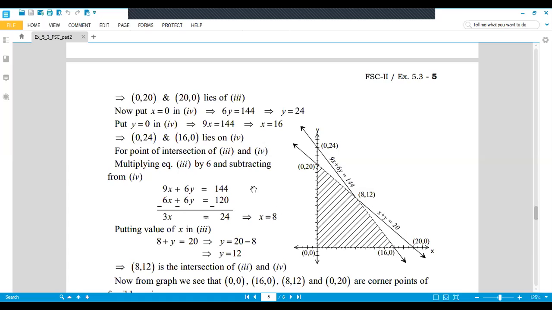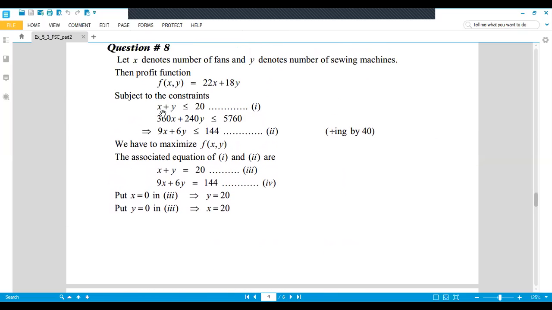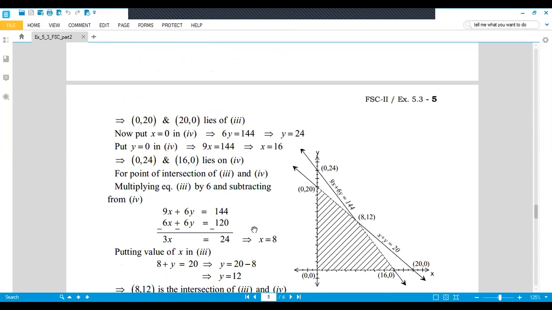So for the shaded area, you know that we put (0, 0) in the inequality. So when we put (0, 0), 0 plus 0 is equal to 0, which is less than or equal to 20, satisfied, means that the first line contains the origin. Now we put in the second, 0 plus 0, 0 is less than 144, again satisfied. So the second line also contains the origin. So the shaded area is this.